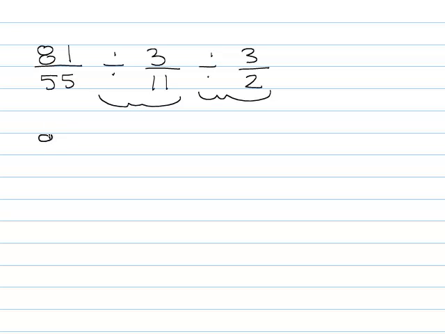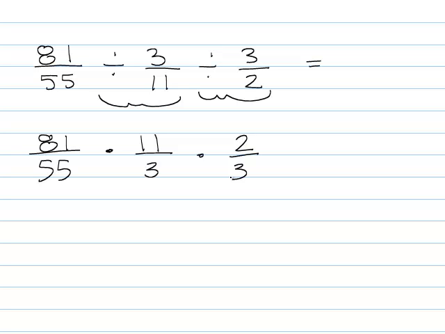So we're going to rewrite this whole thing as 81 over 55. Nothing changes about that. That first one stays the same. Multiplied by 11 over 3 multiplied by 2 over 3. Now we just multiply our three numerators together and we multiply our three denominators together.